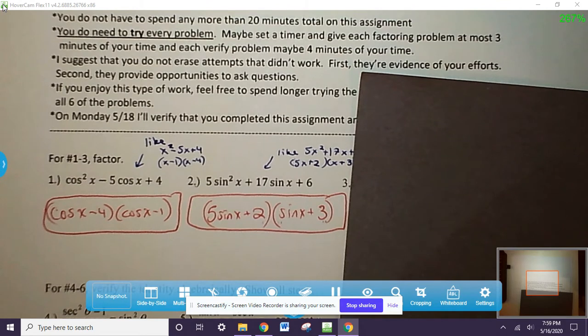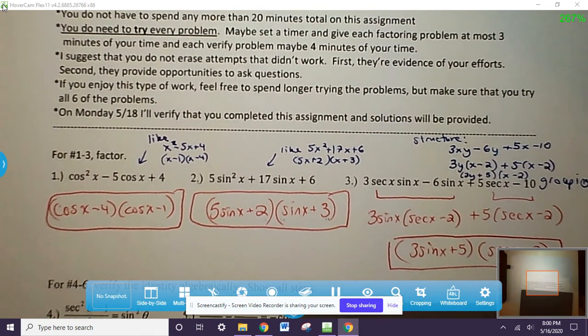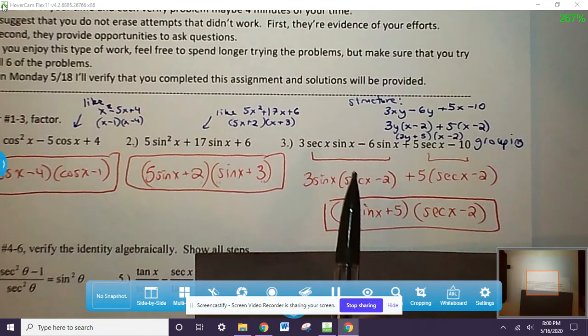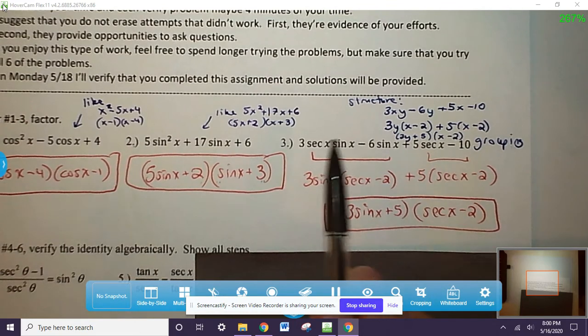Number 3, did you have any ideas? Did you get it? Anyone figure out how to factor with those 4 terms? It's grouping. So if you look at this, you have 4 terms, and if you didn't notice that before, that's okay. But when you have 4 terms, grouping is often the way to go.